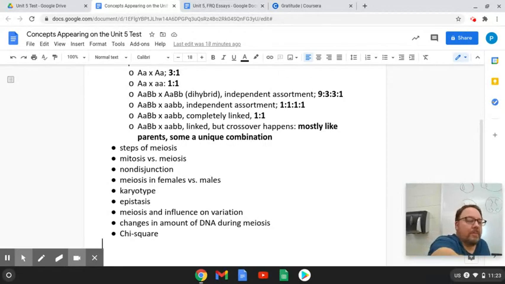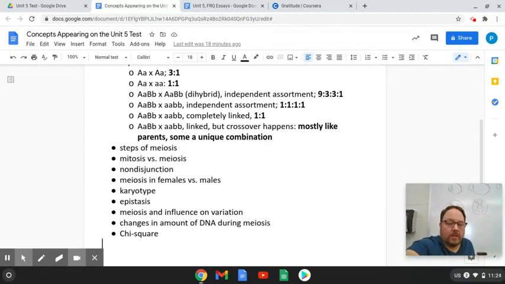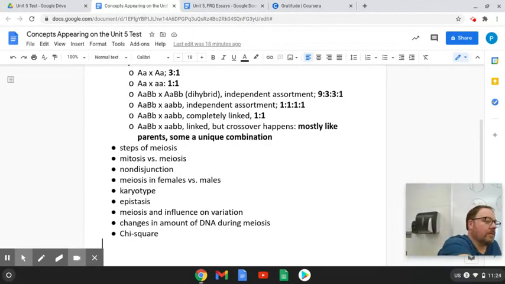Non-disjunction. Non-disjunction happens when spindle fibers don't attach to chromosomes, and so chromosomes don't get separated. Let me see if I can find an image with non-disjunction. Oops, it's going to be maybe a chapter. I'm sorry. I should have looked this up ahead of time.